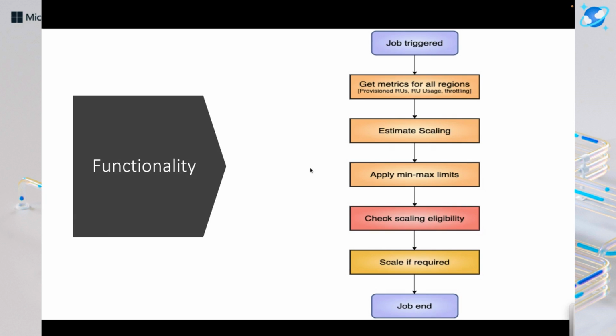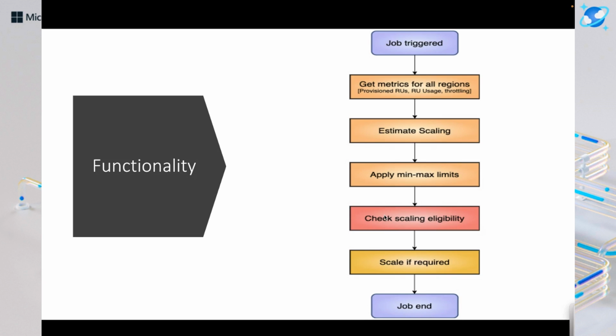Then that scaling is estimated, and based on the maximum and minimum throughput which we have set, we can also put a hard limit, so that even if the scaler is estimating to go beyond any of the limits, we will just scale at the limit. We will not provision more than the max limit or less than the minimum limit.